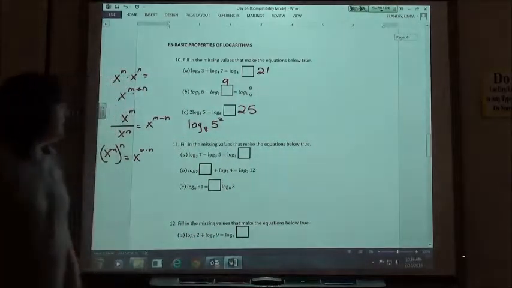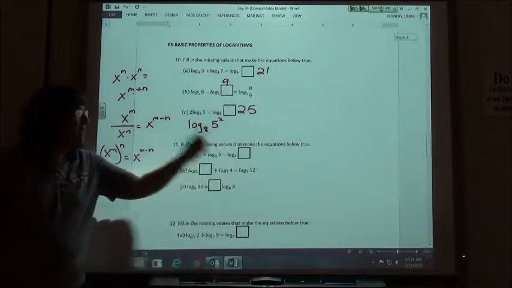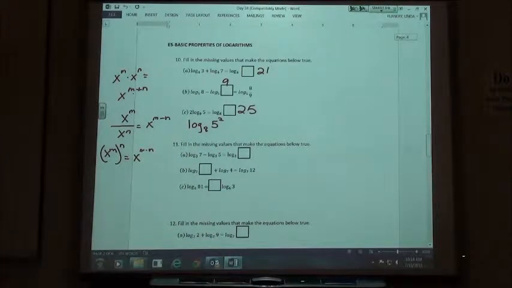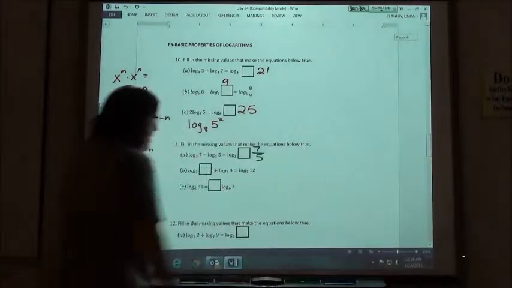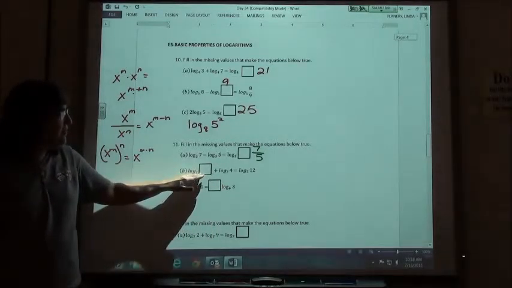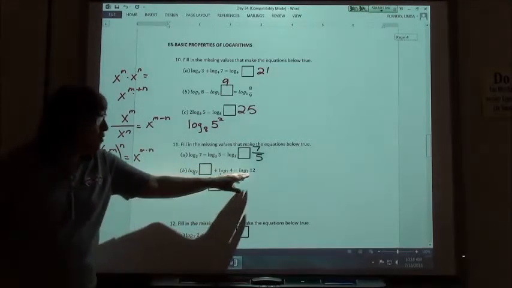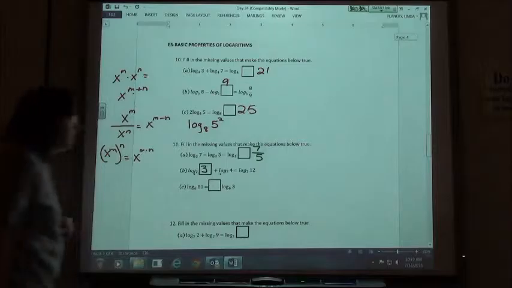So number 11, if I have log base 3 of 7 minus log base 3 of 5, I'm going to have log base 3 of 7 over 5, 7 divided by 5. Here I'm adding, so I'm saying the log base 7 of what times the log base 7 of 4 would give me the log base 7 of 12, and that box would have to be 3, because 3 times 4 is 12.